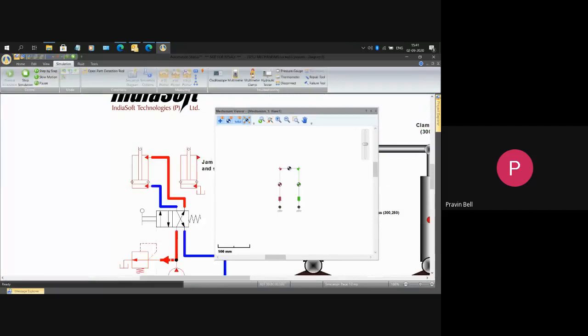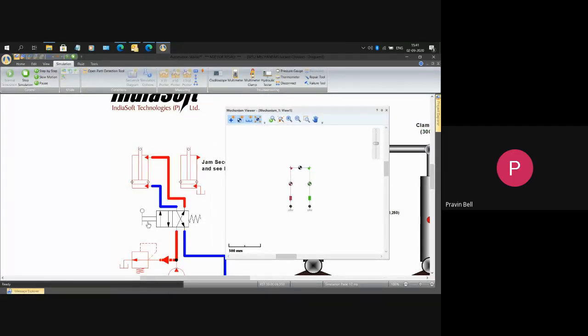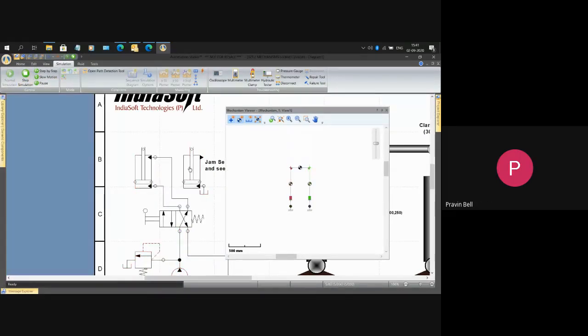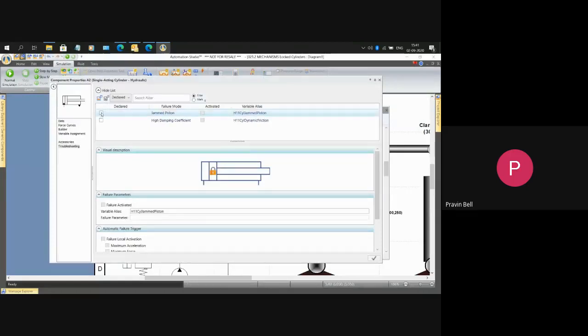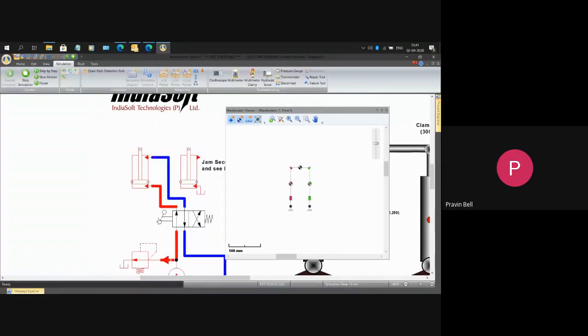So if I simulate this particular circuit and I operate the piston on the left hand side, because they are welded to each other, it will pull out the right hand side piston here. Now another interesting thing, if I go to the second piston here and I say jam the particular piston, I can activate failures in Automation Studio. I say jam this, and if I try to resimulate, you see it cannot pull out the piston length.